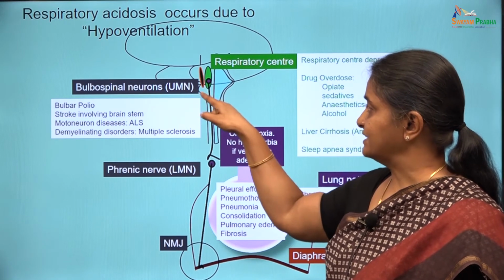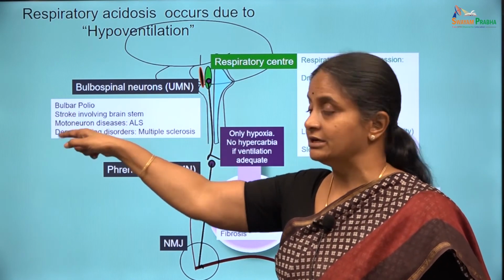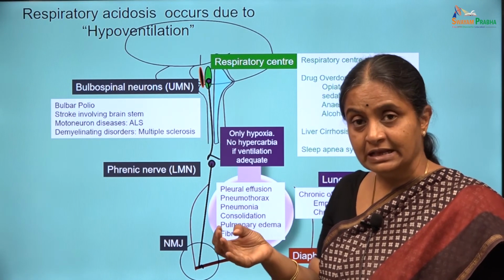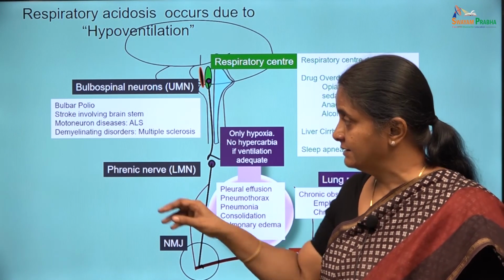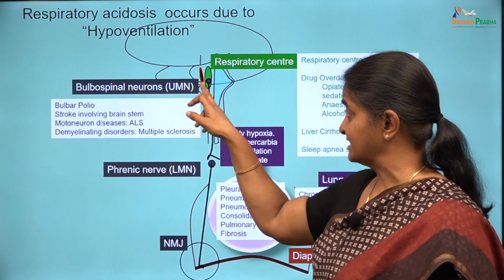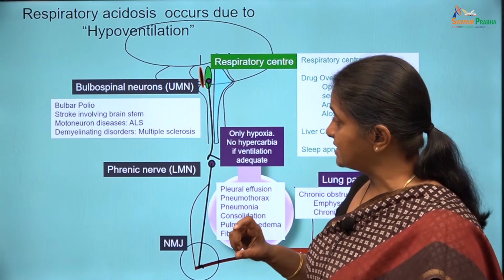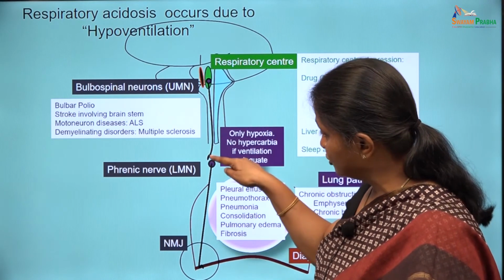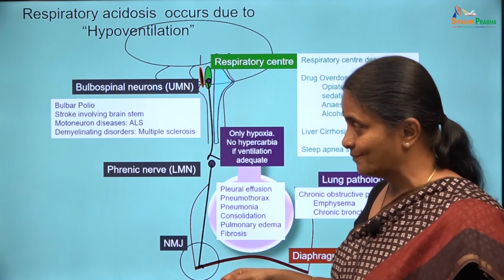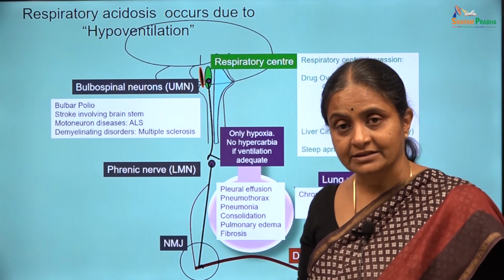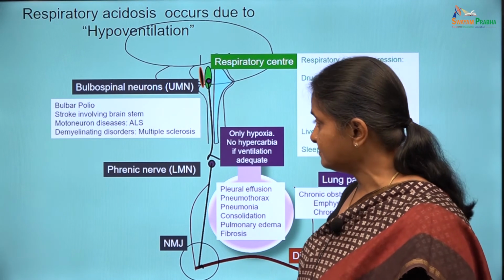Stroke involving the brainstem. Stroke is a cerebrovascular accident, something wrong with the blood vessels. There can be a thrombus, an embolus, or it may bleed. Stroke involving the brainstem can affect the respiratory center. Then there are some diseases referred to as motor neuron diseases, just like polio. The most important among them is amyotrophic lateral sclerosis.